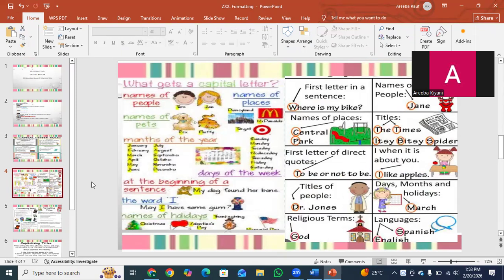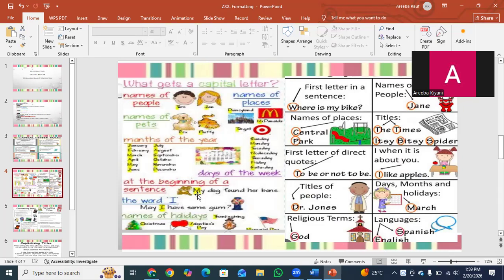Okay, in this activity you can see that what gets a capital letter, like names of people, names of pets, names of places, months of year, days of week. At the beginning of the sentences, like my dog found her bone.